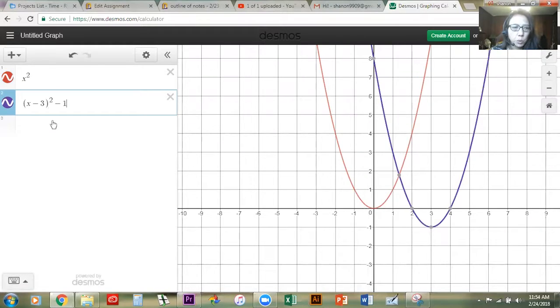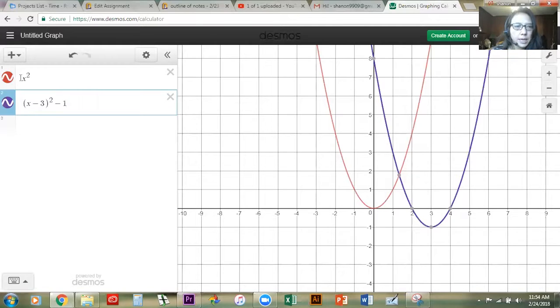Hopefully you feel comfortable with shifting parabolas, both vertical shifts up and down and horizontal shifts left and right, which act the opposite. So this shifts our parabola down 1, and this shifts our parabola right 3, bringing our vertex to this point (3, -1). Notice it still goes through the standard points there, still our standard parabola.